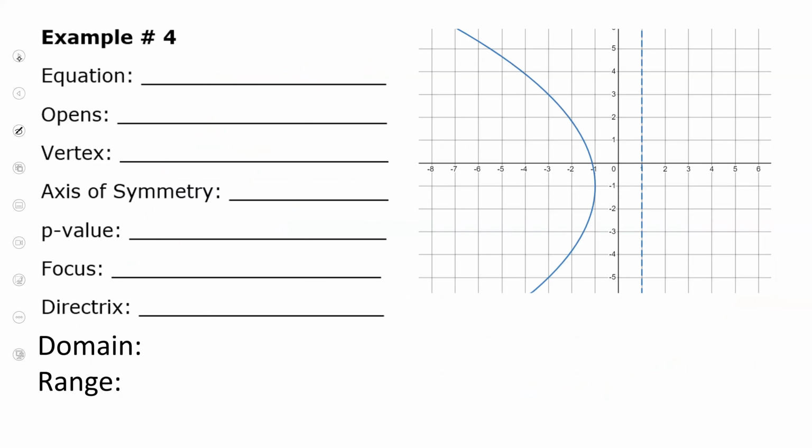Example 4. They gave us a picture this time, so there's a lot that we can tell from this picture. One, the vertex is right here. So guys, write down the vertex. The vertex is -1, -1. It's also opening to the left. They gave us the directrix. It crosses the x-axis at 1. So for directrix, put x equals 1.